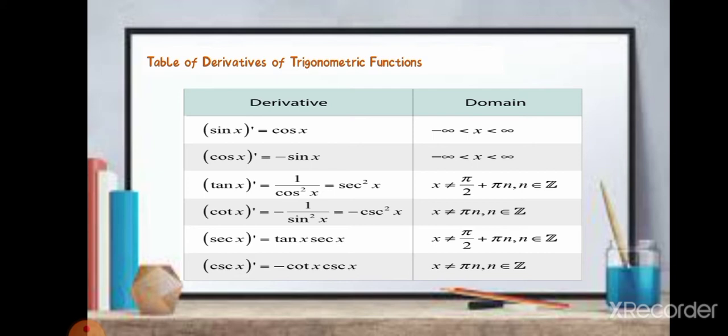Next function is the secant x, which has the derivative of tangent x secant x and has a domain of x not equal to pi over 2 plus pi n, where n is all real numbers. Lastly is the cosecant x, which has a derivative of negative cotangent x cosecant x, and has a domain of x not equal to pi n, where n is all real numbers.